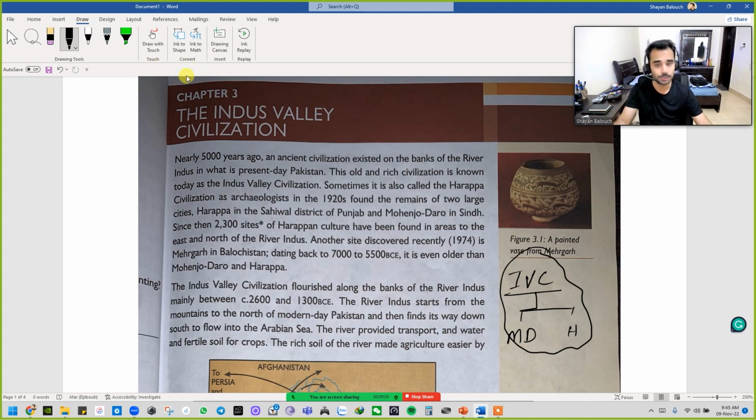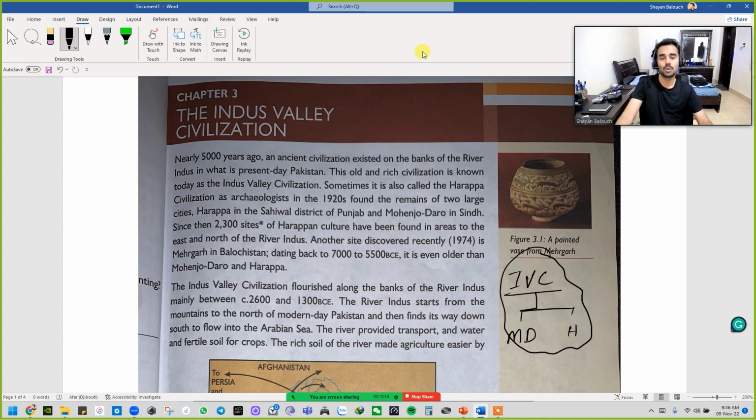Now, let's continue. If we start our reading process over here, what do we see? Nearly 5,000 years ago. Whenever we talk about the Indus Valley civilization, it's a very long time ago. An ancient civilization existed on the banks of River Indus, in what is present-day Pakistan. Back in those days, it was the whole Indian subcontinent, but just for reference, present day it's Pakistan, because the geographic location of the Indus Valley civilization, from Mohenjo-daro and Harappa, was all in the same location as today's Pakistan. I hope it's clear to all of you.